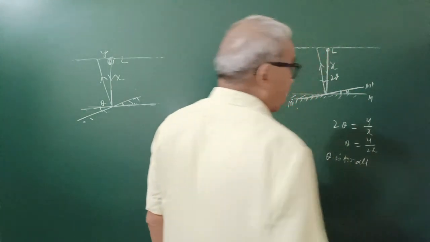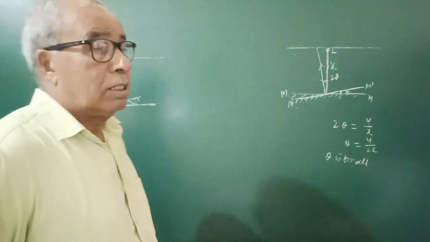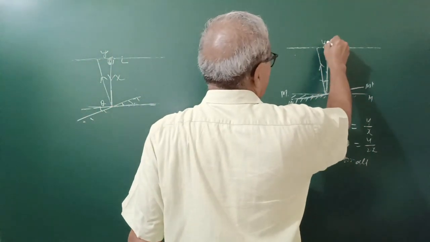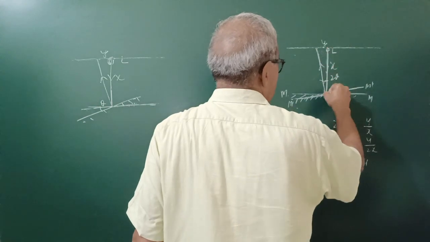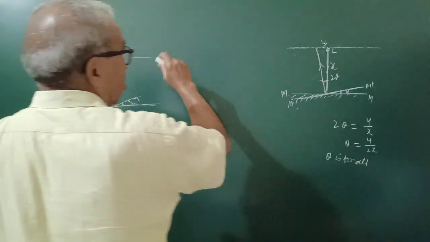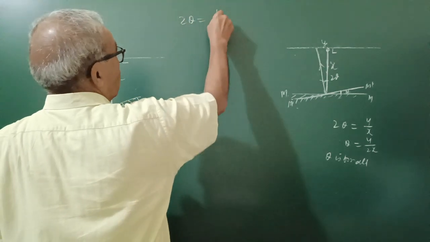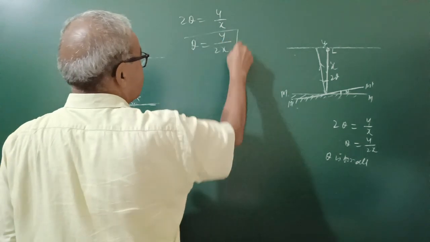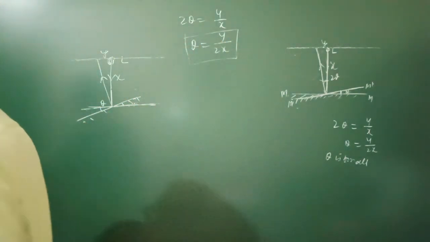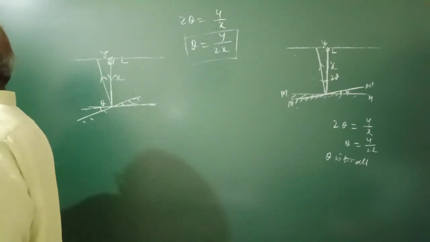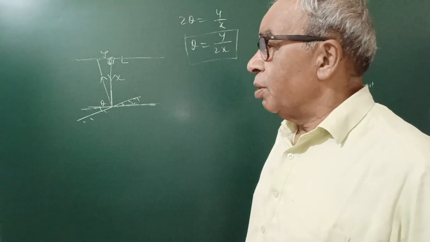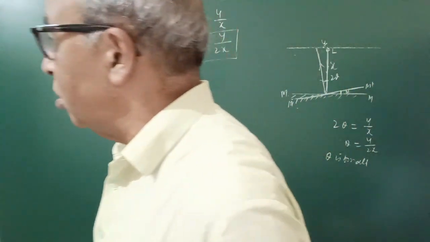And when theta is small, I have told you that theta equals sin theta equals tan theta equals r upon radius. If this is y and this is x, then 2 theta equals y upon x, or theta equals y upon 2x. Simple. Here the fundamental thing to remember is that when the mirror is turned through theta, the reflected ray turns through 2 theta. This type of fact is not told.